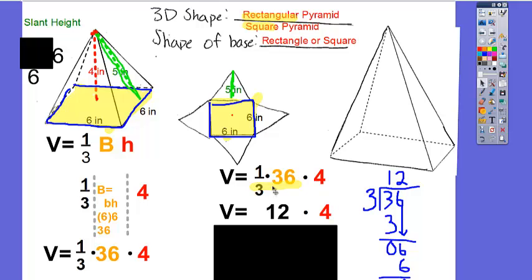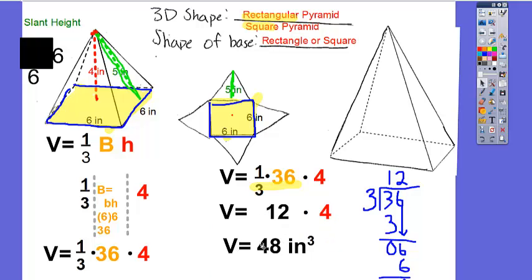So multiplying by 1/3, not a big deal. Multiplying by 1/3 is the same as dividing by 3. So now 12 times 4 gets me 48. So my volume is just 48 inches cubed, 48 inches to the 3rd power, because volume is filling the interior, so there's 3 dimensions involved.